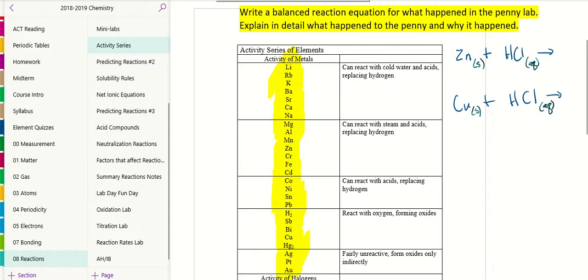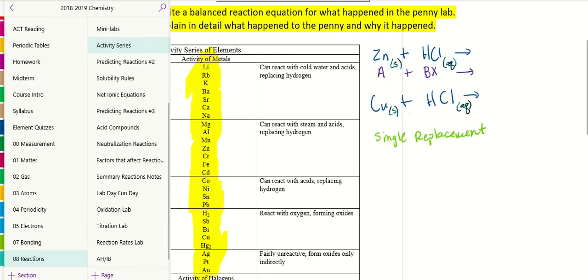There you go. You got it. Say it louder. Single replacement. Take a look. A plus BX. What does it react to produce? AX plus B. A and B are switching places. Single replacement.